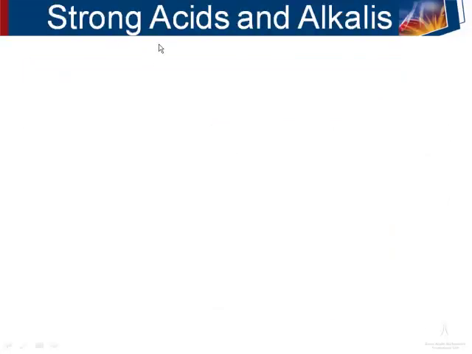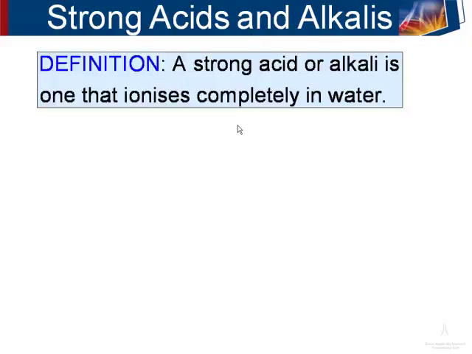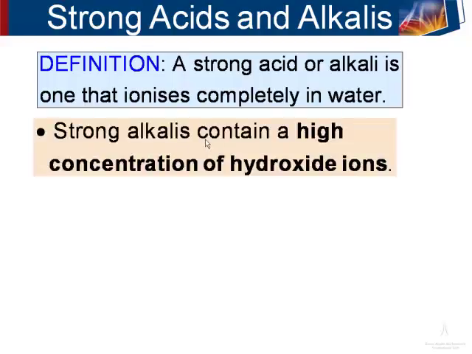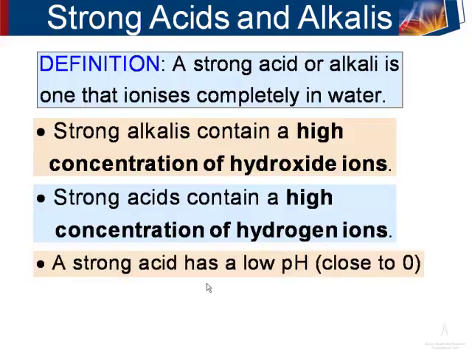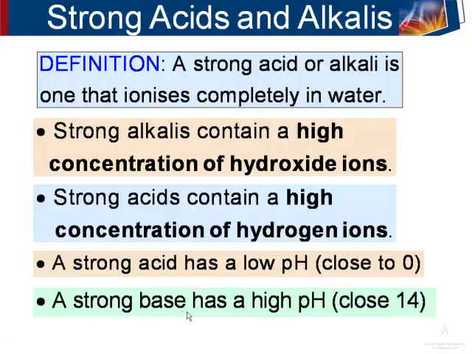Our next concept is acid and base strength, or acid and alkali strength. By definition, a strong acid or a strong alkali is one that ionizes completely in water. Strong alkalis contain a very high concentration of hydroxide ions, OH- ions, and strong acids contain a very high concentration of hydrogen ions, the H+ ions. A strong acid has a very low pH, close to 0, and a strong base has a higher pH, very close to 14.